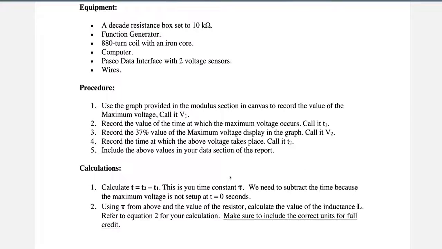We will use the graph provided to record the value of the maximum voltage, called V1, and the time at which the maximum voltage occurs, which we will call T1. Remember, this is going to be your data. We will record the 37% value of the maximum voltage displayed in the graph, called V2, and then record when this voltage occurs, which we will call T2. This is going to be included in your data section.